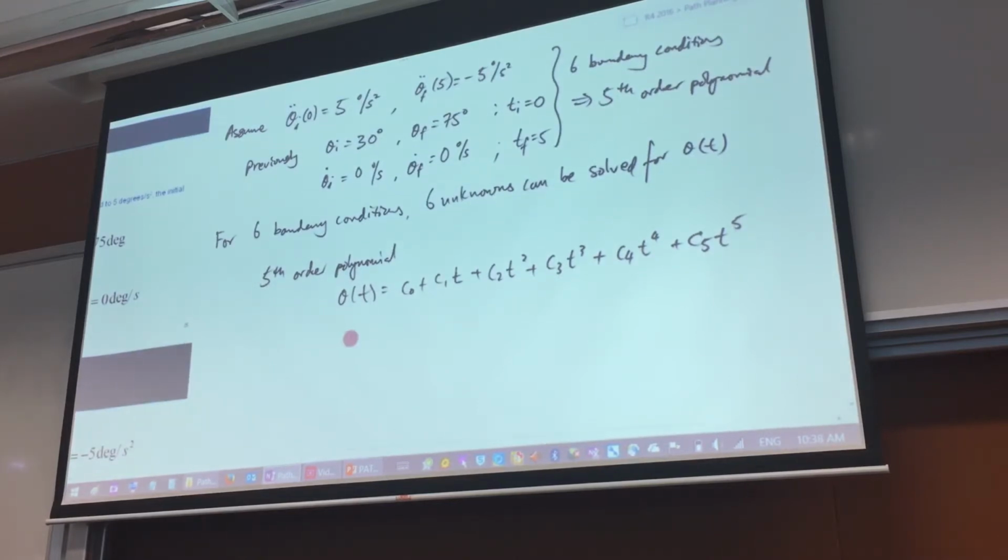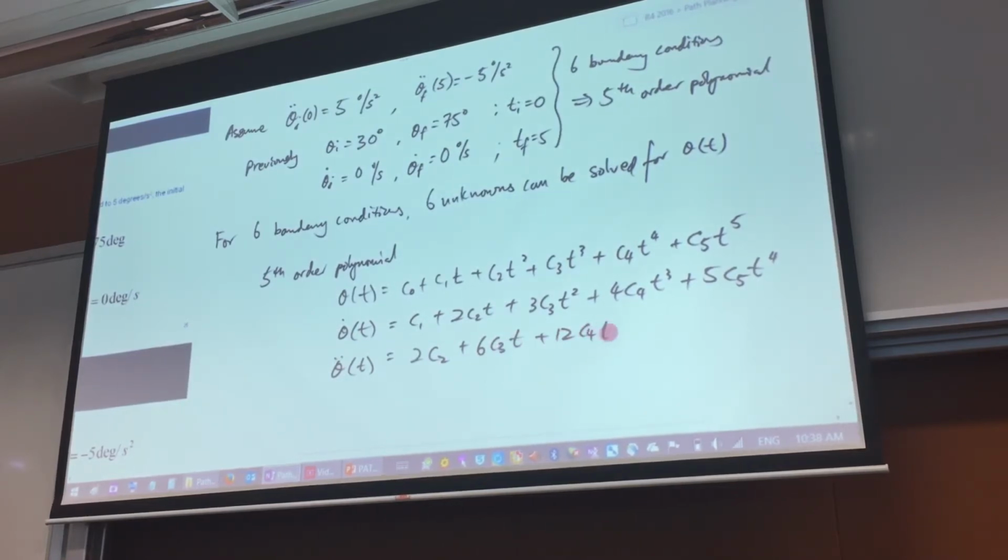So fifth order polynomial, differentiate that because I have to solve it using those boundary conditions. Differentiate that, I get c1 plus 2c2 t, 3c3 t squared, 4c4 t cubed, 5c5 t to the power 4. I'm also given the acceleration, so I'll differentiate the velocity one more time: 2c2, 6c3, 12c4, 20c5.